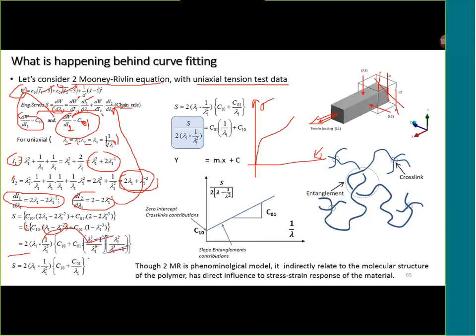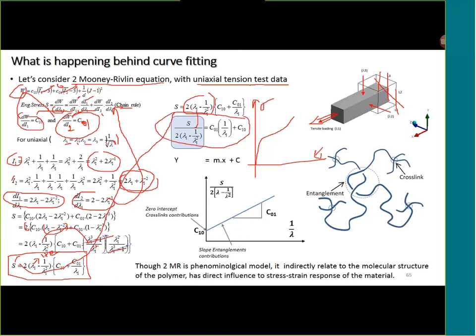So we will end up having an equation like this. This is nothing but the stress. In terms of the stretch, lambda is nothing but 1 plus the strain. So look at this. This is the equation we have. I am taking this equation here, and again I am taking this term in the denominator, and we end up having an equation like this.